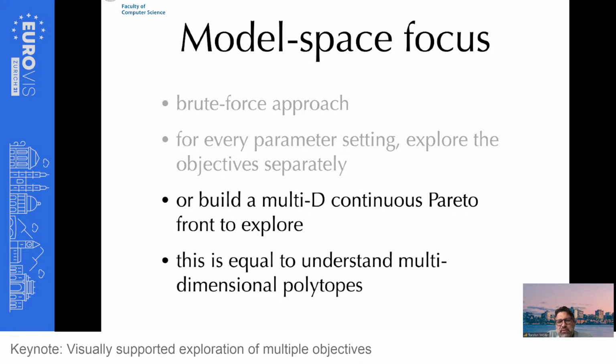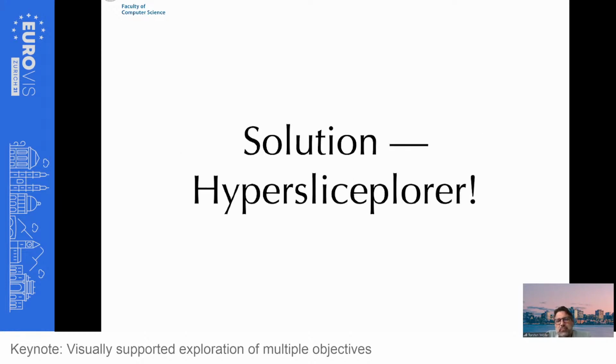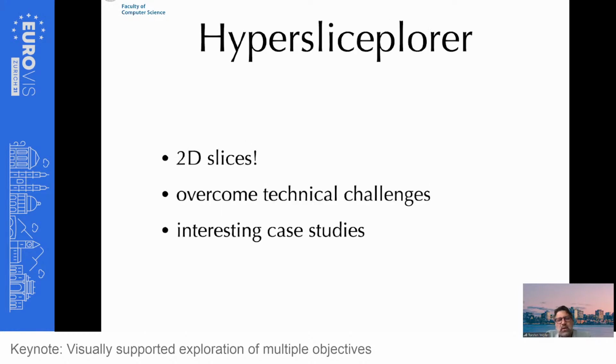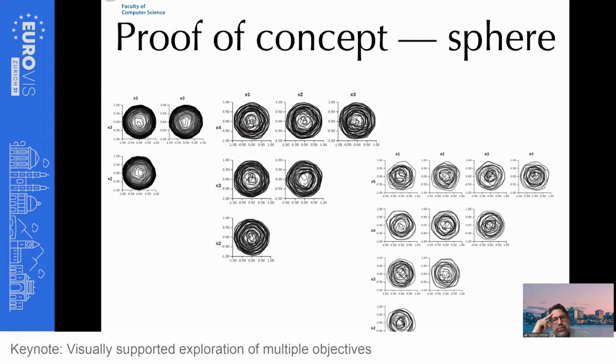Another approach, of course, would be a multi-dimensional continuous Pareto front to explore the space. This is really equal to multi-dimensional polytopes. And here we have developed a hyperslice explorer. The idea is we're going back to 2D slices, but we're now slicing polytopes in multiple dimensions. And let me demonstrate that to you with a proof of concept.